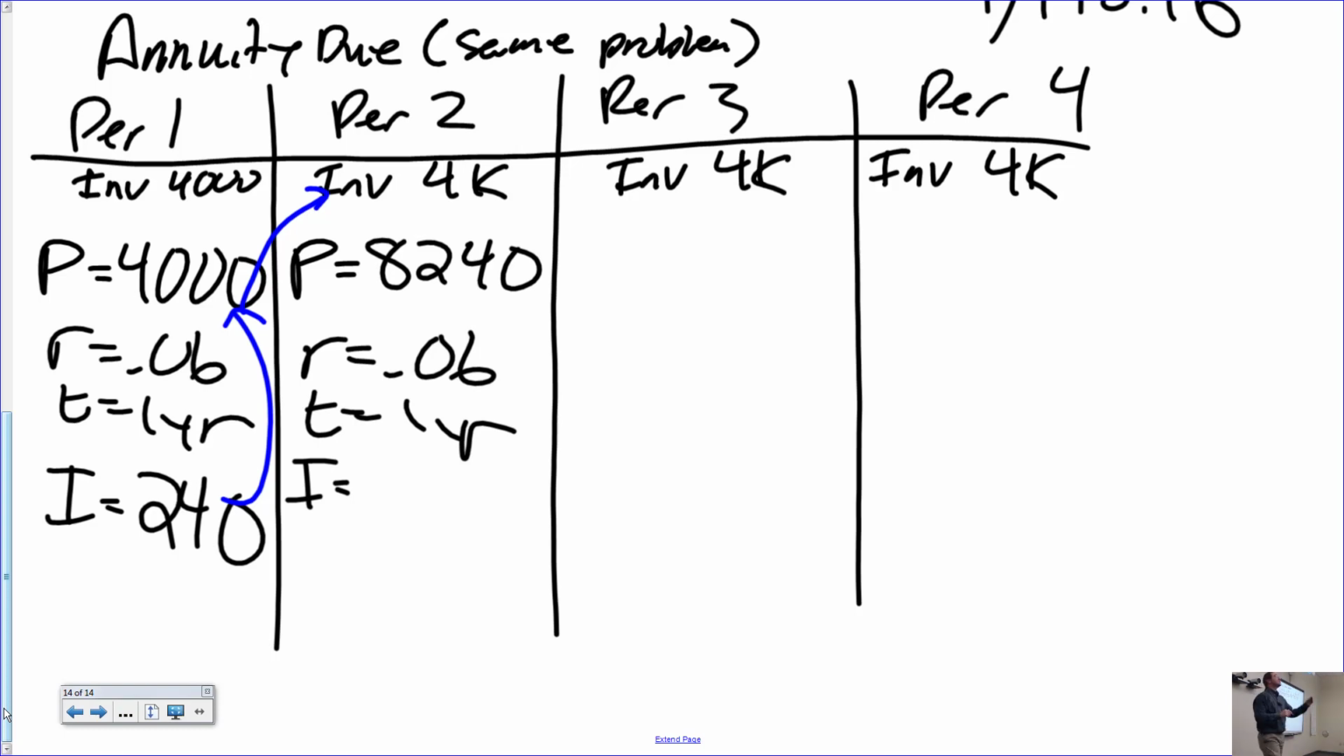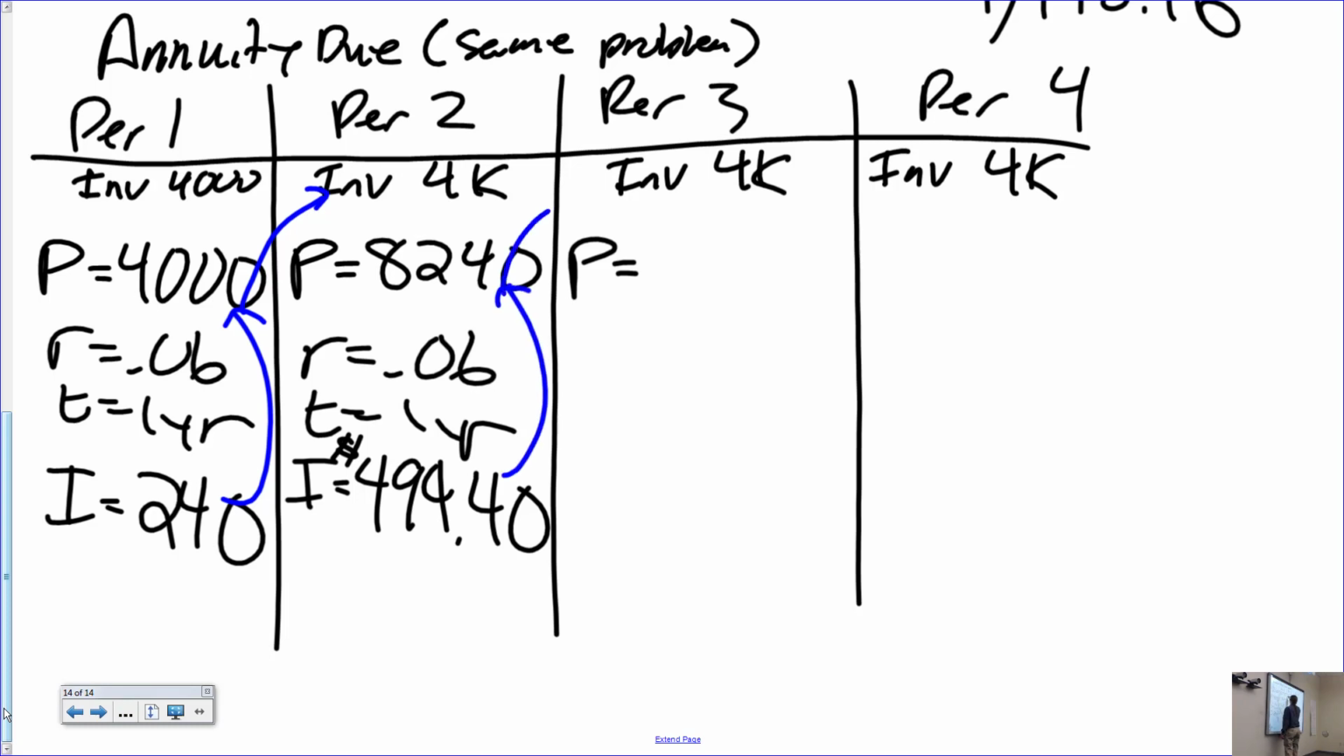How much interest in the second period of an annuity due? 494.40. We're not at the end yet. And what's the principal at the start of the third period going to be? 12,734.40. And where are you getting that number from?